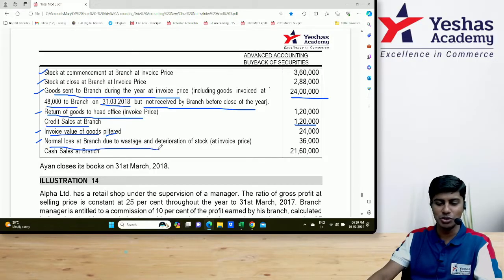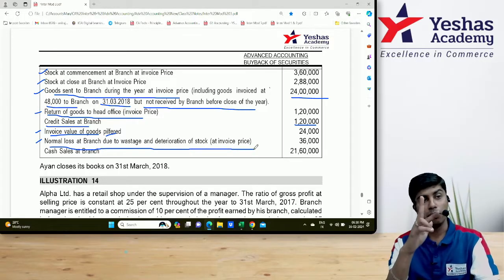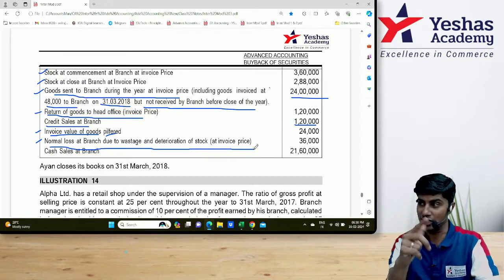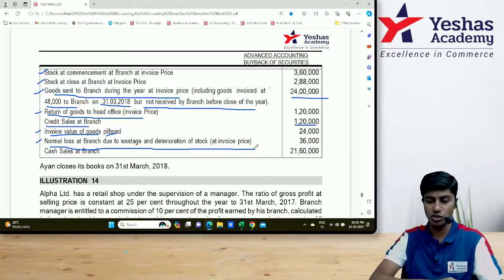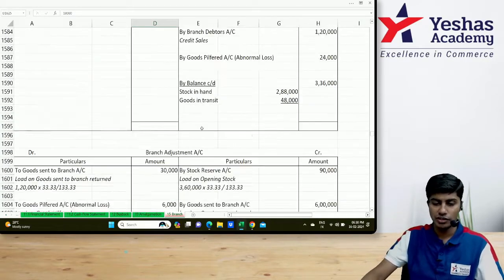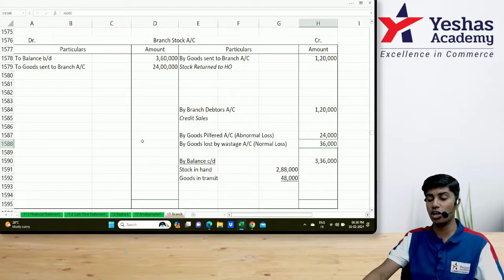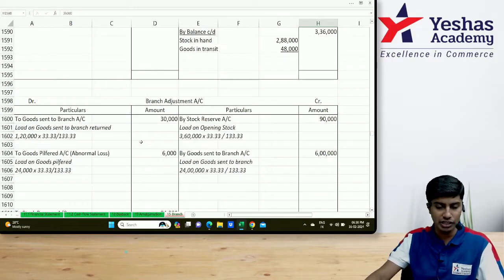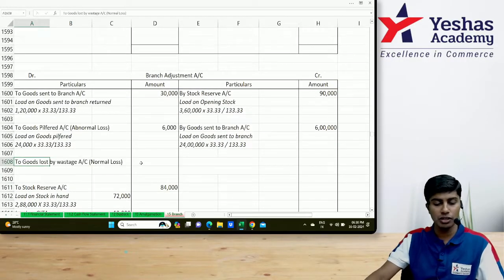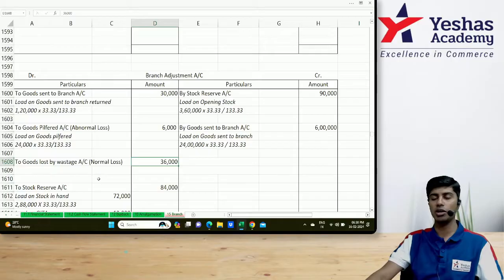Normal loss at branch due to wastage and deterioration of stock. This we won't write to P&L. Branch stock credit, branch adjustment with full invoice price. Full invoice price, how much? 36,000. Everyone understood? Goods lost by wastage: 36,000 branch stock credit, branch adjustment debit, goods lost by wastage, normal loss 36,000.